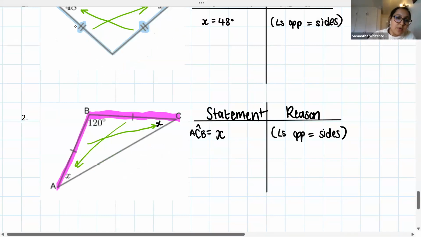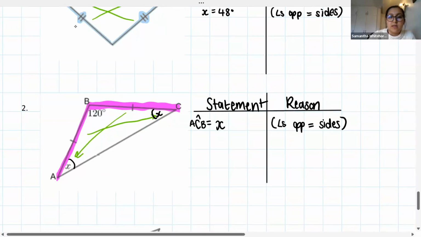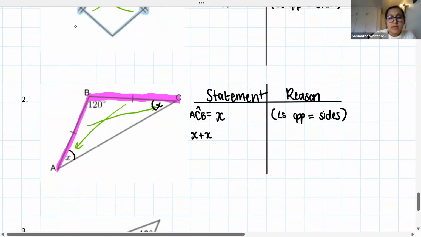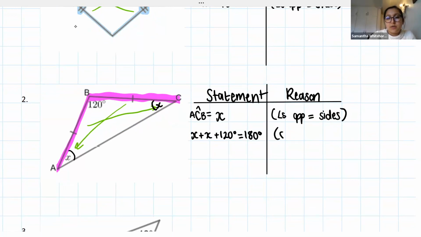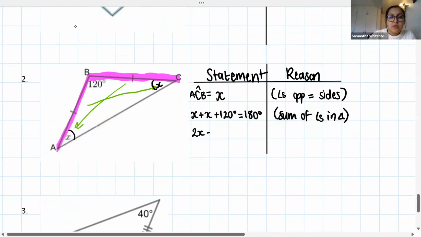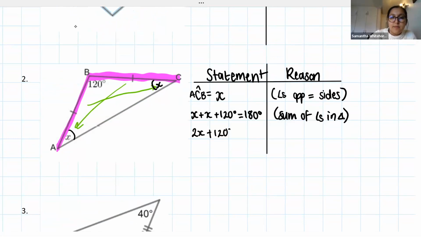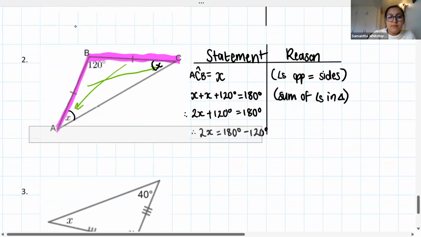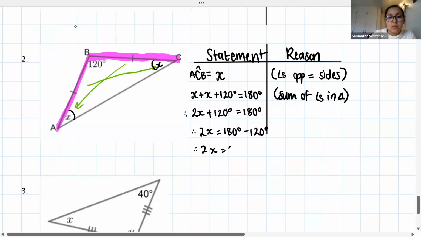And because we know that both of these bottom angles here are X, we can now set up our equation. X plus X plus 120 must be equal to 180 degrees because of sum of angles in a triangle. We've got an equation we can solve. So X plus X is 2X, so 2X plus 120 is equal to 180. Inverse operations, I'm going to subtract 120 on both sides. So 180 minus 120 gives me 2X is equal to 60.